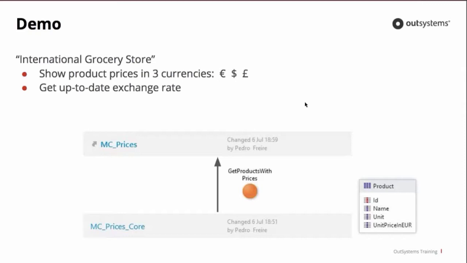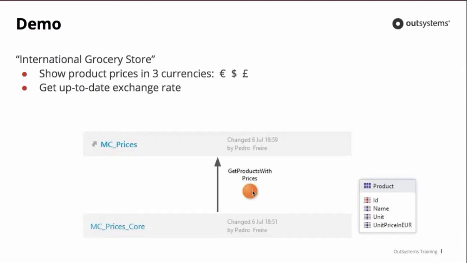Now, the demo is developed in 2 different modules that are part of the same application. The prices core module exposes a public action, which is called get products with prices externally, and the prices module is the user interface that consumes the prices core module and uses this action to get a list of products that will include the prices for euro, dollar, and pound.